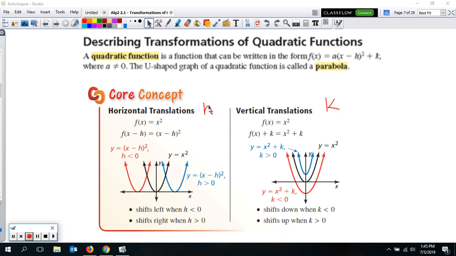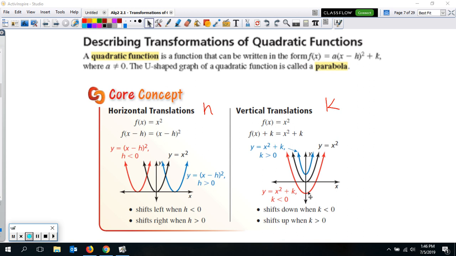And then this core concept is about the translations, where it's just going to be shifting. As you can see here, it's very clear. Your black one is the parent function, and then the blue and the red ones are shifting left and right. That's when you have an h number. When you have an h number, it's going to cause it to shift left or right. And it's always the opposite of what it looks like inside here, just like it was with the absolute value symbols. Now it's in a parenthesis being squared. And so that's the left or right shift.